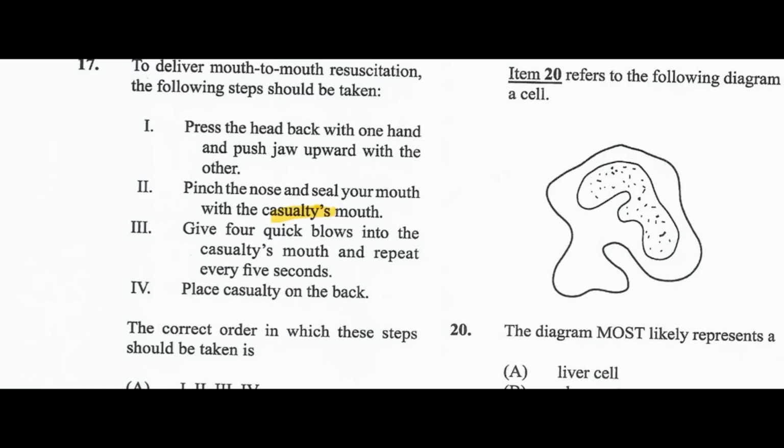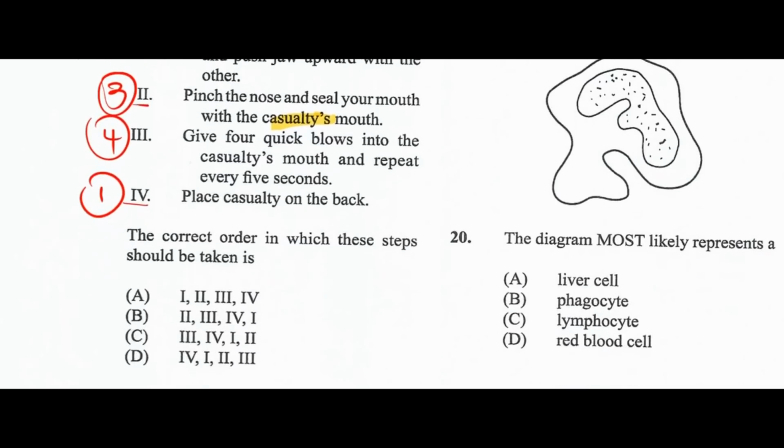The first thing you want to do is place them on their back, because it's going to be pretty hard to perform mouth-to-mouth resuscitation if they're on their side or on their stomach. Then you want to put the head back and the jaw upward. Then you want to pinch the nose and seal the mouth. Then you want to blow. You can't really blow before you pinch the nose and seal the mouth, because where is the air going to go? So you need the answer to be I. So look for that one.